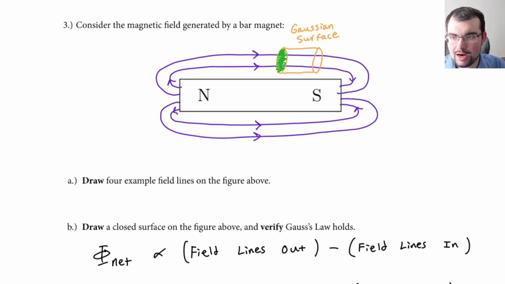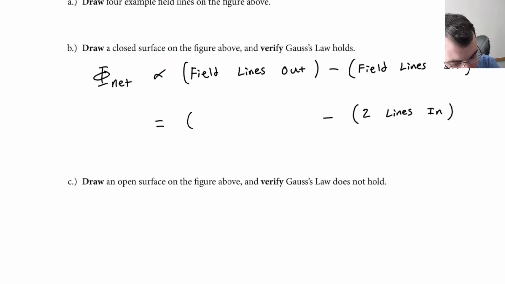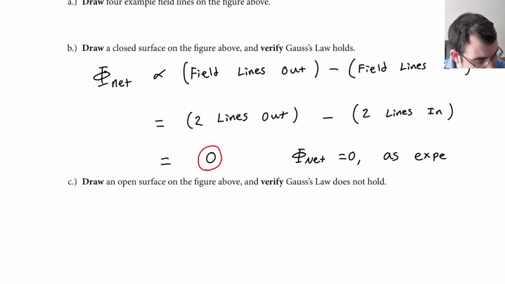All right, so our negative flux would be entering that surface. And then what about exiting? Well, exiting would be this one. And how many field lines exit? Well, I count 1, 2 field lines popping out this other side. So there's 2 lines out. So 2 minus 2 equals 0. So we see that the net flux equals 0 as expected.